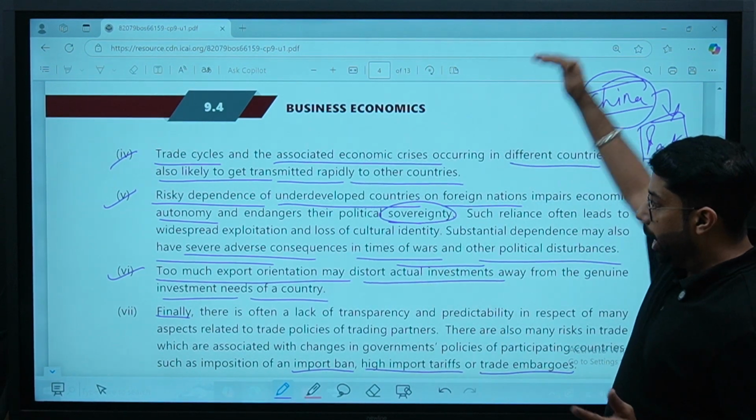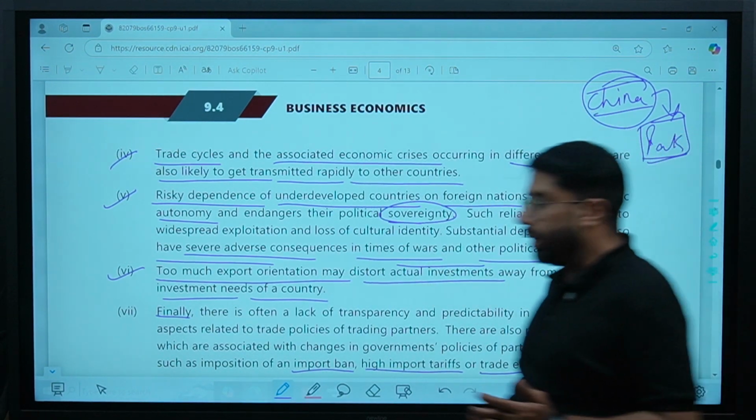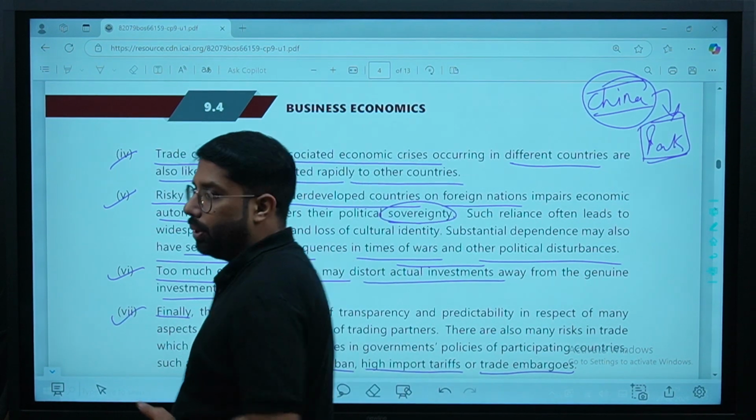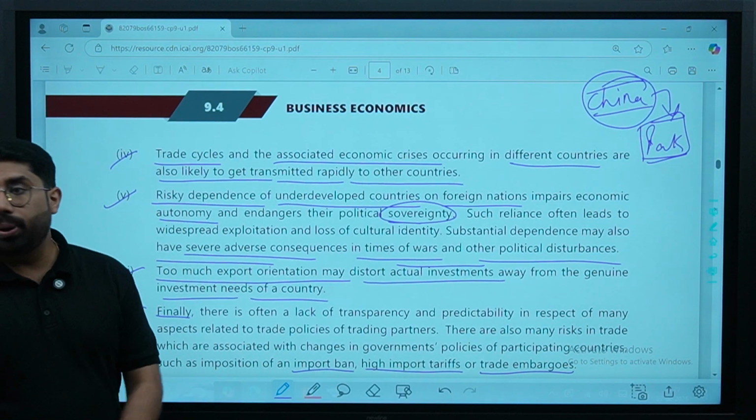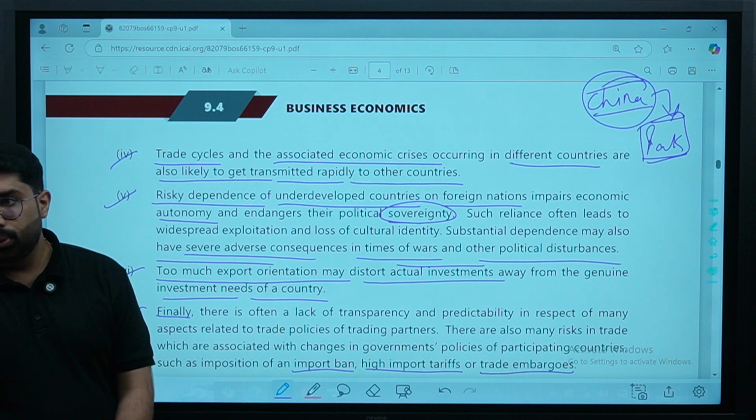So these are the seven points we have studied, what might happen and what problems we may face when we are open to international trade. Are we clear?